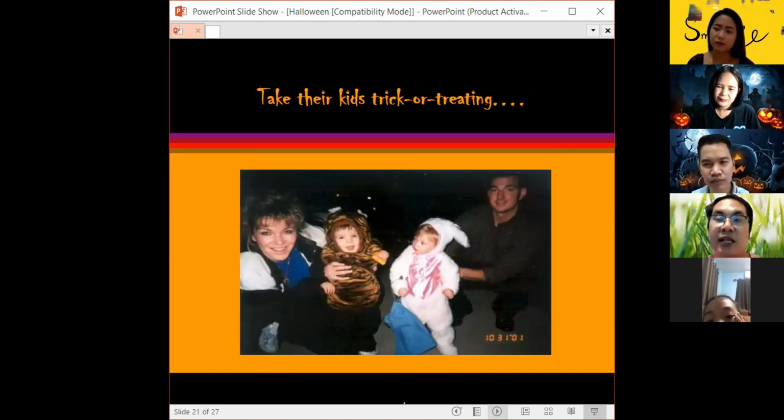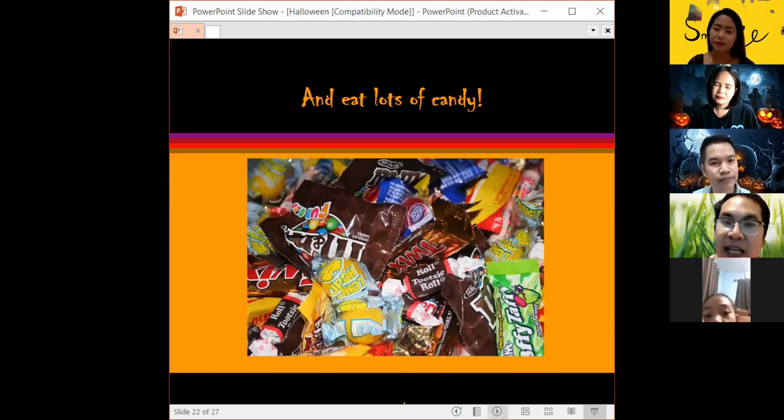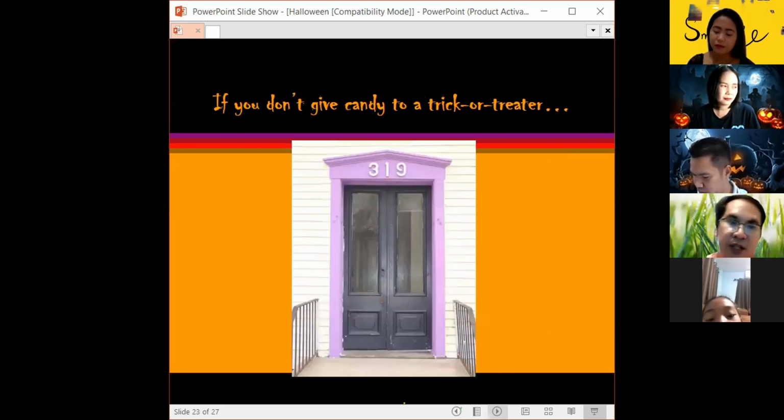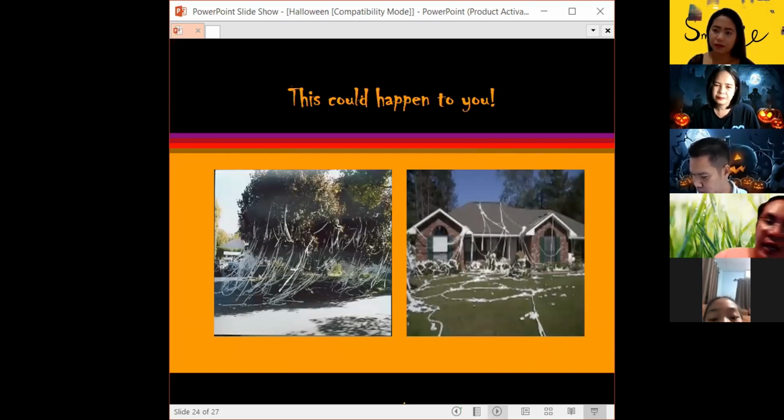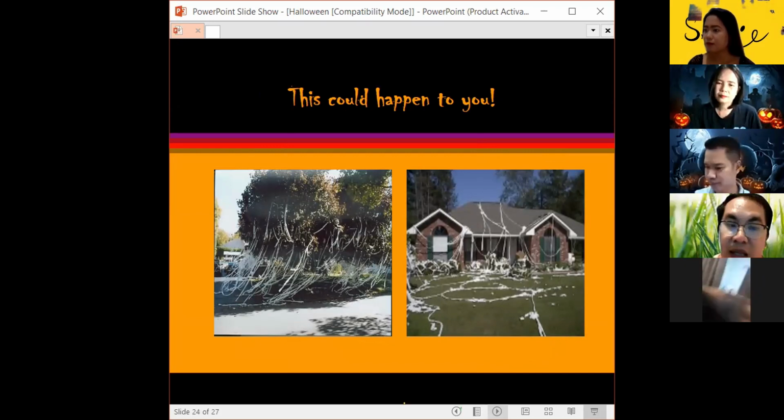But nowadays, trick or treat is not only for adults, but for kids too, so they can eat lots of candies. They are going to get some candies and put them in their jack-o'-lantern. Sometimes they decorate their house, and after the party, it will go like this, right?